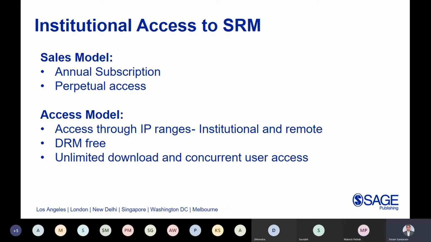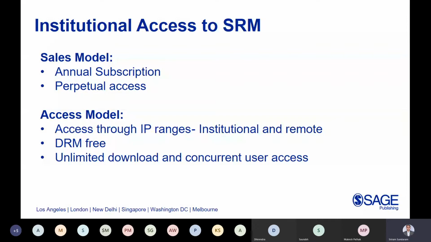And as far as Sage Research Methods is concerned, there is no restriction on the number of articles or books that you download from this platform. There is no restriction on the number of users who can use this platform simultaneously, so we call it a DRM-free platform. Access, generally, we give through IP ranges of the institution. It can be institutional IP ranges or remote IP ranges.